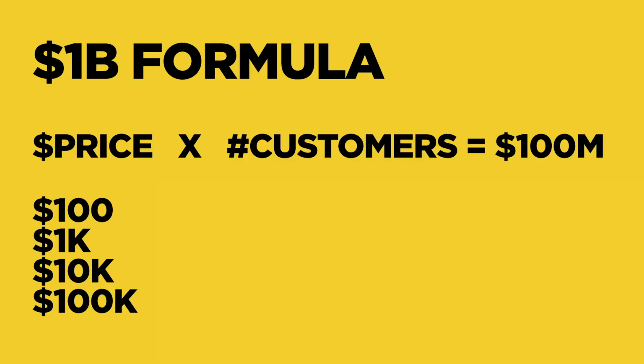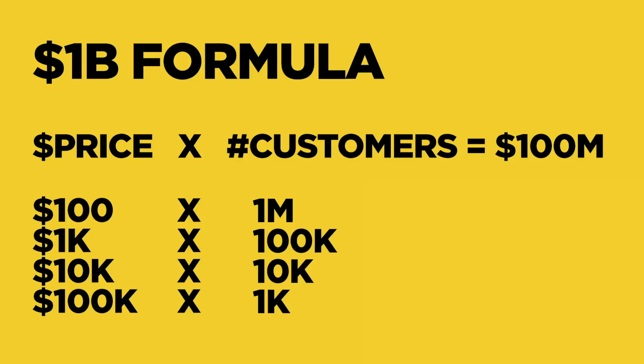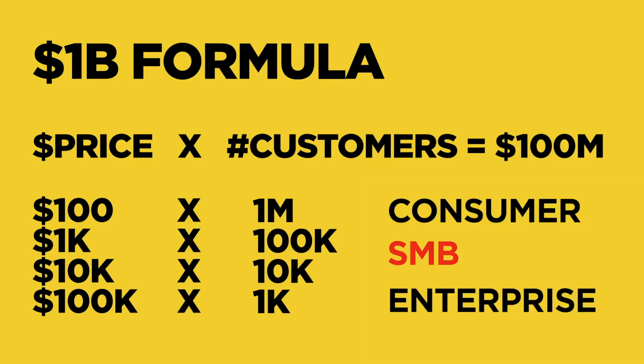So let's have a bunch of different price points. Then we know, okay, great, I need this number of customers in order to make this formula work. You understand what that looks like. At a $100 price point with a potential of 1 million users, this is consumers. That's what that consumer space looks like. And you know what this down here looks like: $100,000 a year, we call this enterprise.